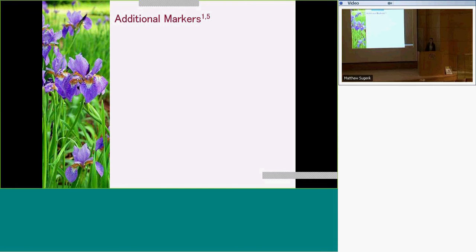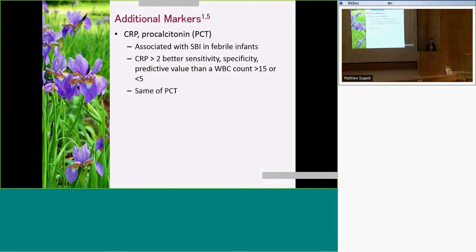Yeah. So other things. So now we get exotic. Do you send a CRP? Do you send a procalcitonin? There's at least a handful of outside referring hospitals and clinics that will every once in a while call in and tell me procalcitonin, and I just smile and nod. So yes, they are absolutely associated with serious bacterial infections. A CRP higher than 2 on the high sensitivity CRP, which is what Rainbow uses, has better sensitivity and specificity than a white count above 15 or less than 5, and that's true of your procalcitonin as well.